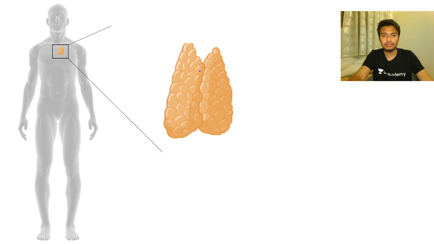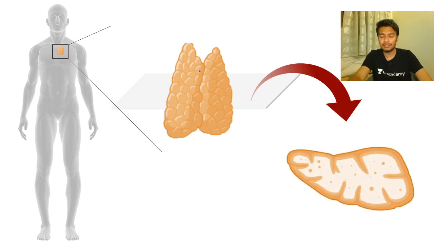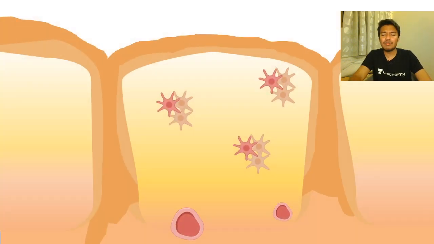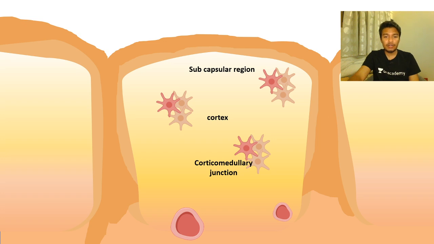Okay, so now we have our thymus. Inside the thymus, if we do a cross section, the thymus would look something like this. Let's look at the anatomical region for a second, because it is so important to understand the anatomy to better understand how the T cell development takes place inside. So this is how a portion of the thymic cross section looks. You have different anatomical regions. Starting from the outside, there is the subcapsular region, there is the cortex, there is the corticomedullary junction, which is a transient zone, and there is the medulla.